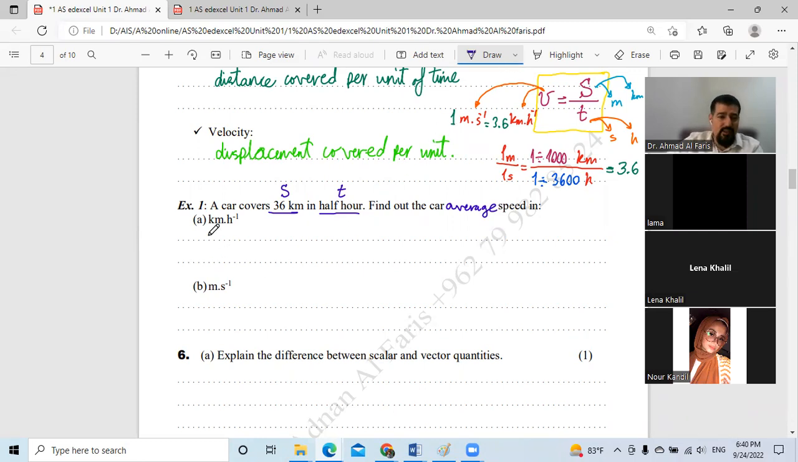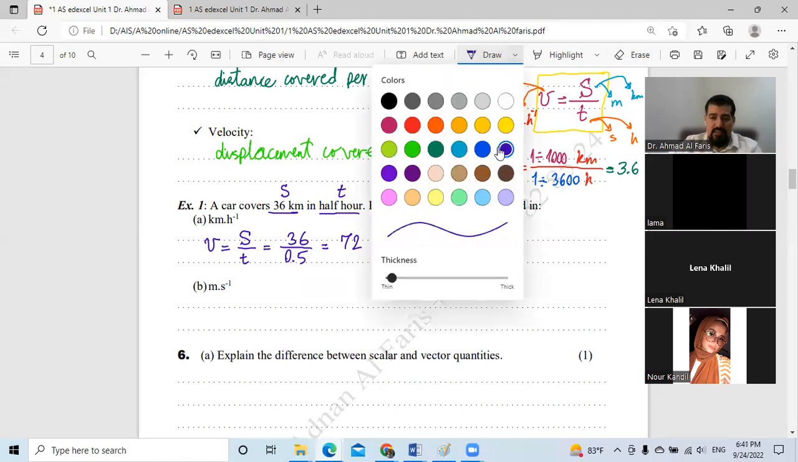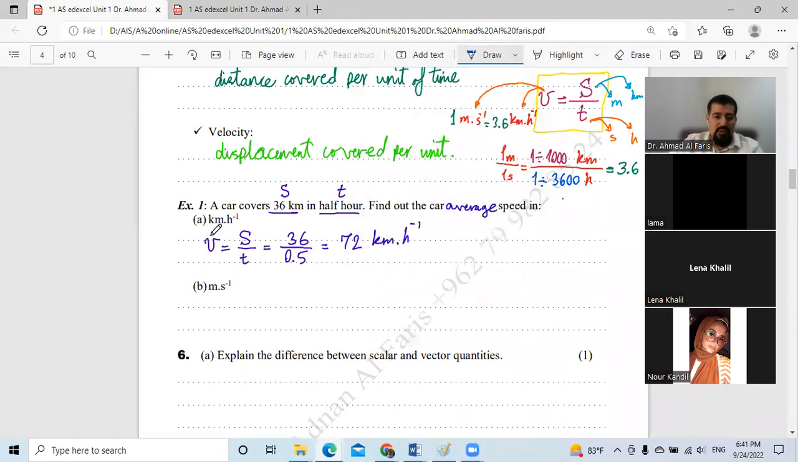Meters per second. So let's do part A in kilometer per hour. We know that velocity or speed equals distance over time, which is equal to 36. Thank you, Yusuf. Divided by the time, which is half or 0.5. And the answer will be 72 kilometer per hour. From now on, we are not going to write kilometer slash hour. We are going to write kilometer hour to the power negative 1. So we are not going to use the slash. We are not IGCSE anymore. We are A level.